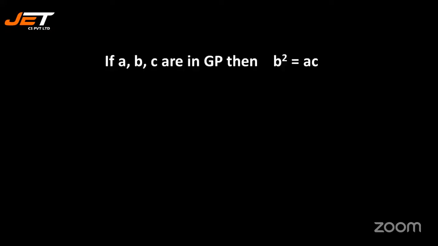All right. So in GP, we have A comma B comma C. If it is in GP, then we write the formula B square is equal to AC. Is it clear? So what do we write? B square is equal to AC.